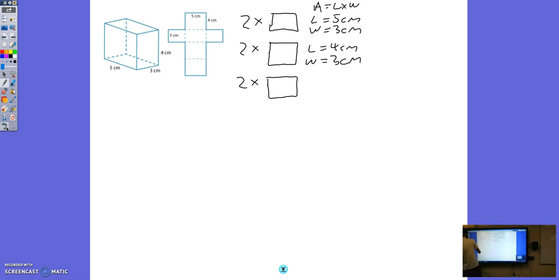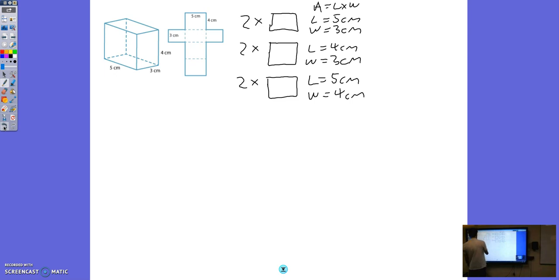Finally, our last rectangle, which is this rectangle here, is 4 centimeters high, and 5 centimeters long. So it's going to have a length of 5 centimeters and a width of 4 centimeters. Remember, the length is always considered to be the longest side.